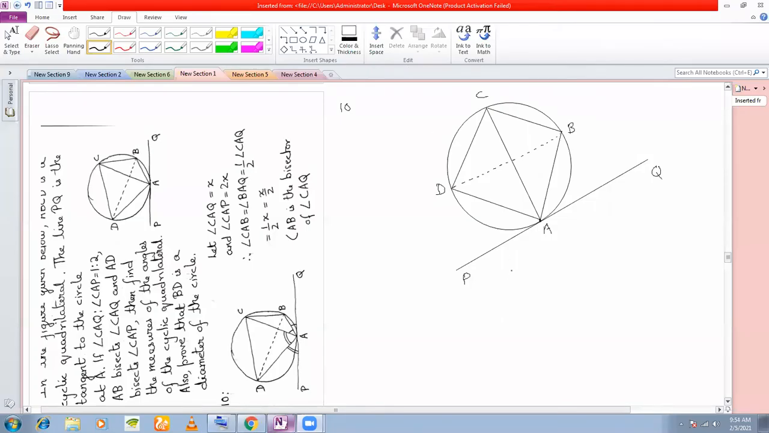It is given here that ABCD is a cyclic quadrilateral. The line PQ is a tangent to the circle at A. You see a tangent PQ, point of contact being A.